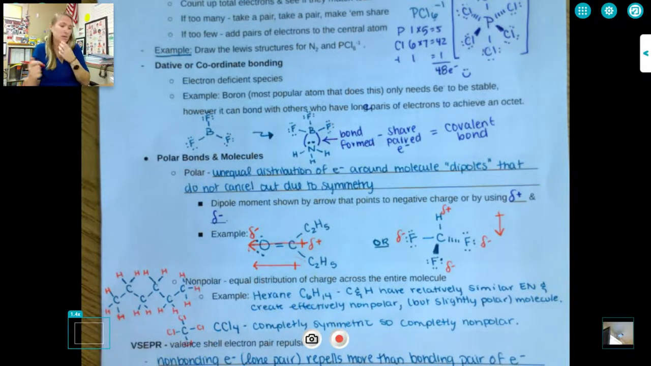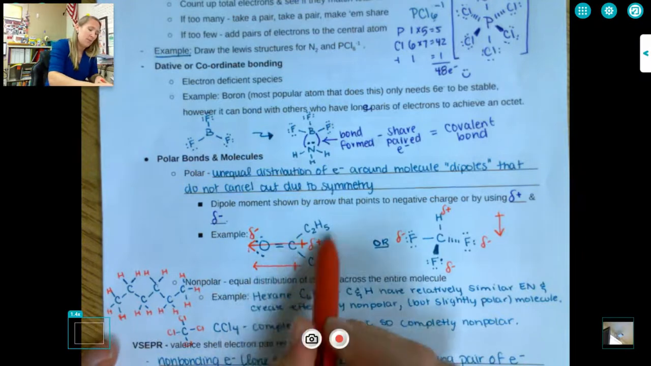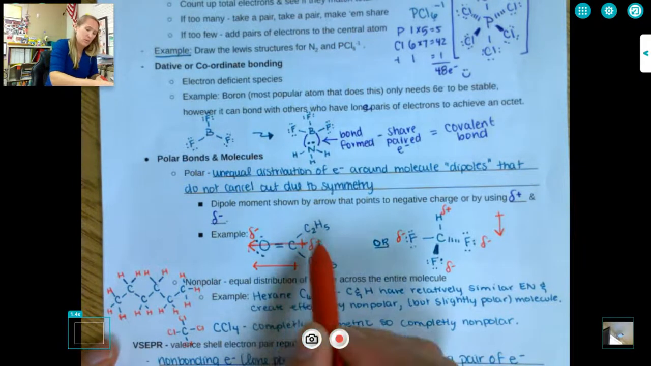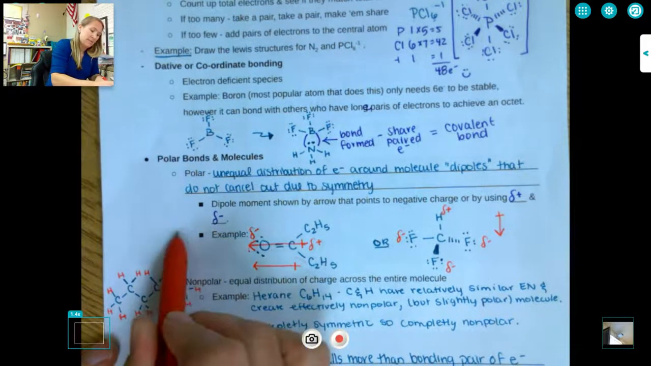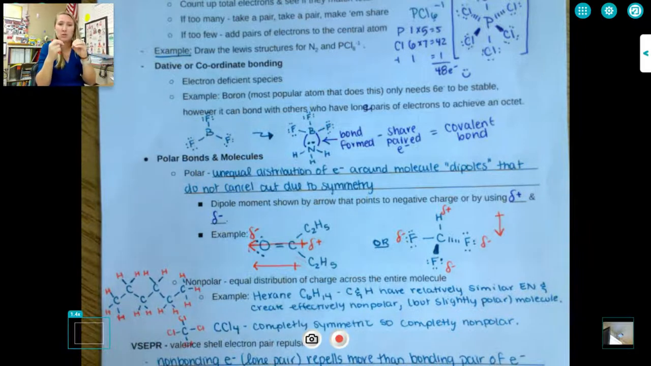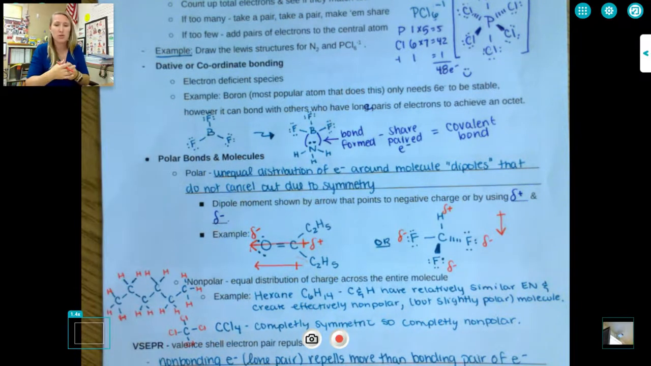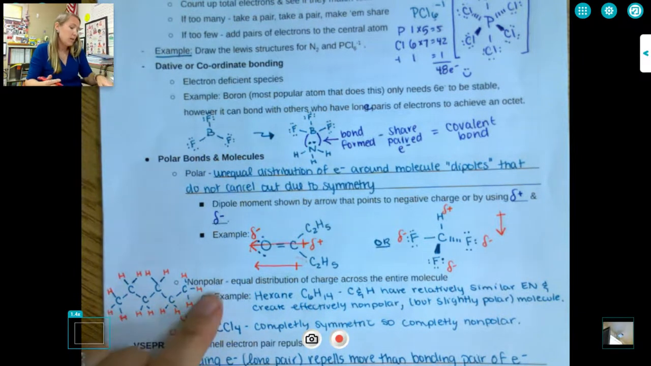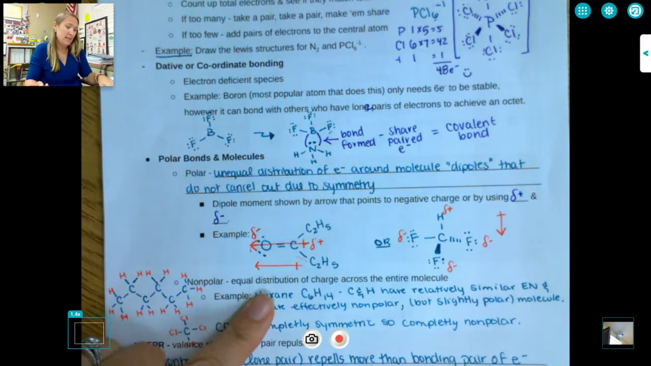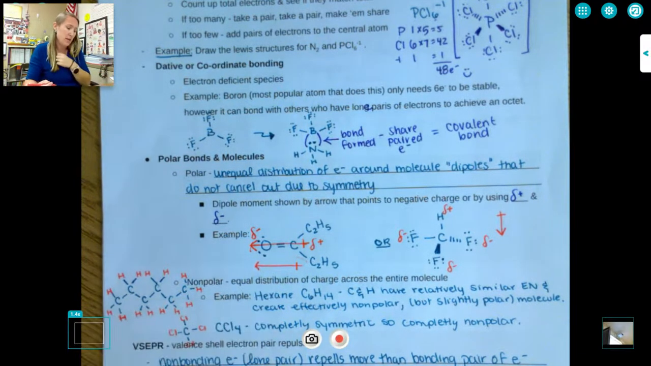This also helps by having these lined up. If there's another of this molecule next to it, it would probably be lined up in the same fashion because they're going to be slightly drawn to the other side, similar to how magnets work. And that's why that polar molecule is a little bit stronger than a nonpolar molecule, similar to why ionic is stronger than covalent. So nonpolar then is that equal distribution of charges across the entire molecule.